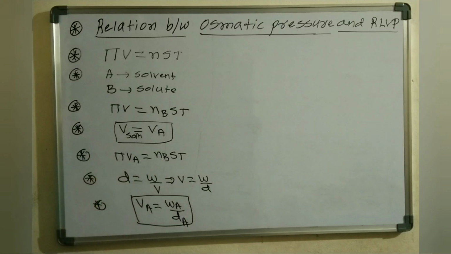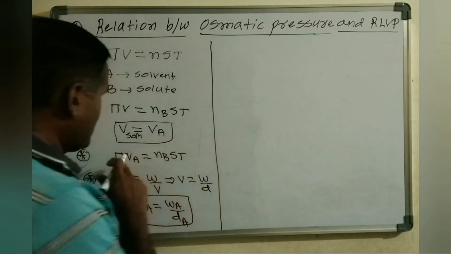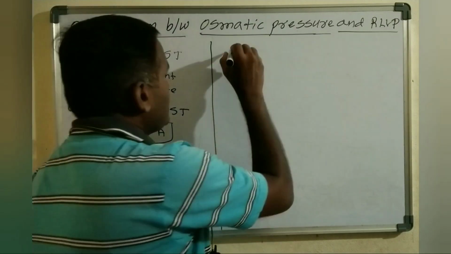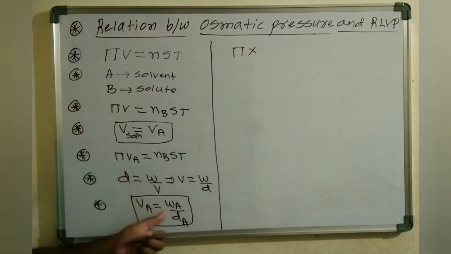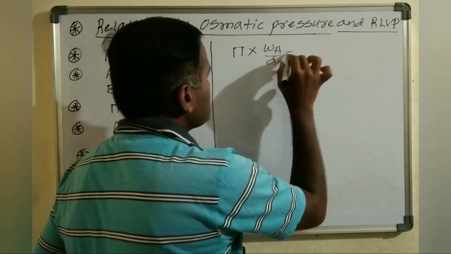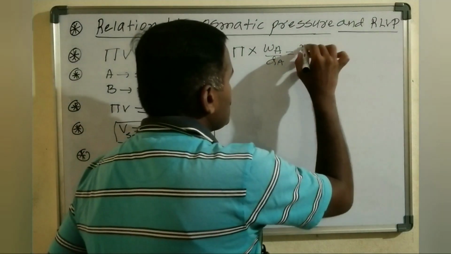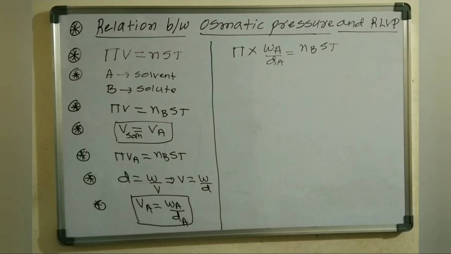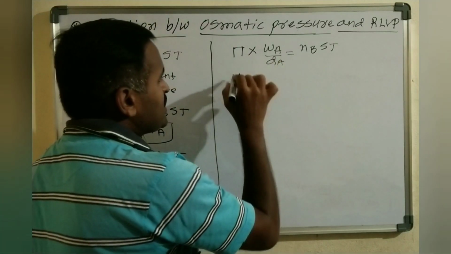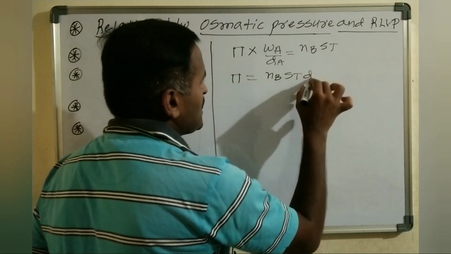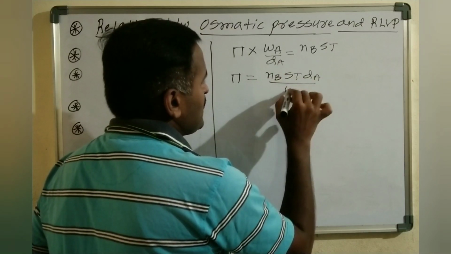Now we can substitute in the above equation πV = Nb ST. Instead of Va we substitute Wa by dA, so π times Wa by dA equals Nb ST. Here weight Wa by dA, so π = Nb ST into dA divided by Wa.